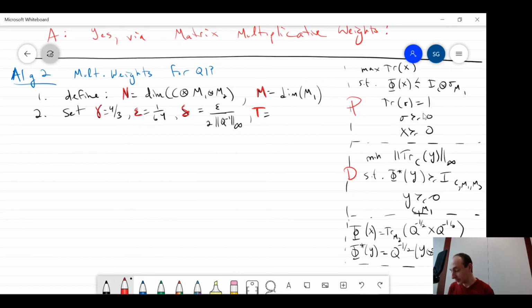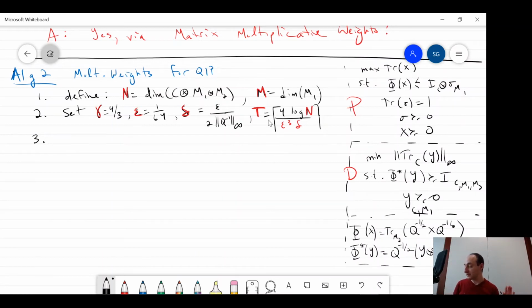T is 4 log capital N, where capital N we've defined above, over epsilon cubed delta. Okay, so roughly speaking, it's polynomial. Notice how it's polynomial because the n is exponential, it's a dimension, but now I take a log, and then I divide essentially by constants. So this is polynomial in the number of qubits, T. Good.